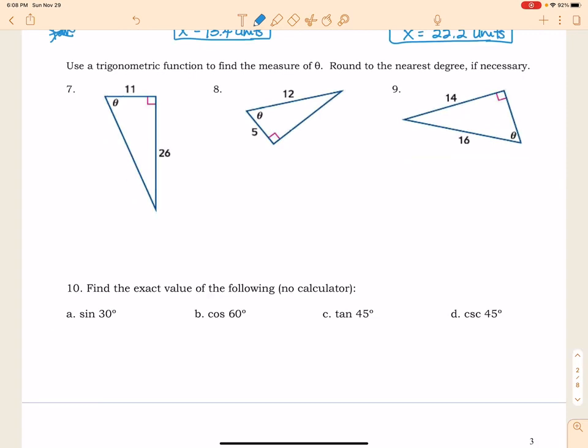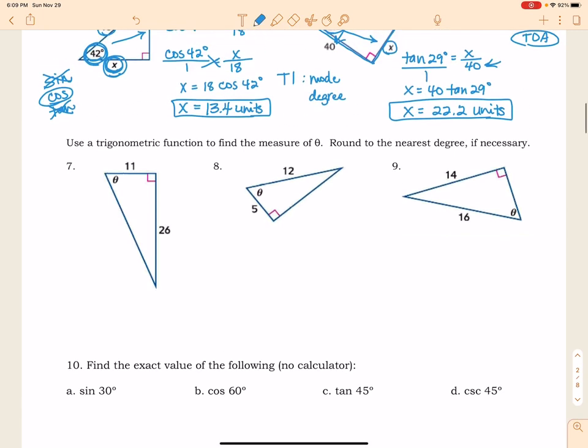Let's say we ended up with something like 14 cosine of 10 degrees. No, that's not a good one. Okay, let's say we end up with cosine of 10 degrees equals, I don't know, 21 over x. If you end up with something like that, then you're still going to cross multiply, but now x is not going to be by itself. So you're going to have to divide by cosine of 10. And this is all calculator stuff, so hopefully that won't get too scary. Anyway, that's what you're going to do if you end up with x in the denominator.